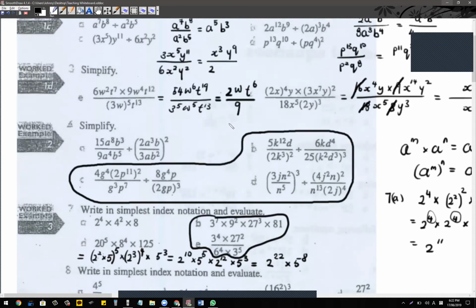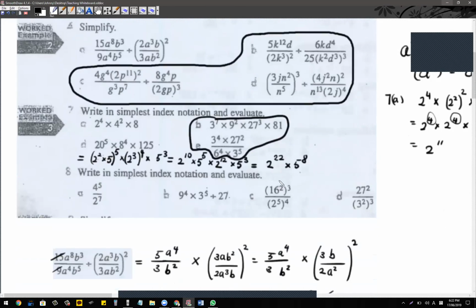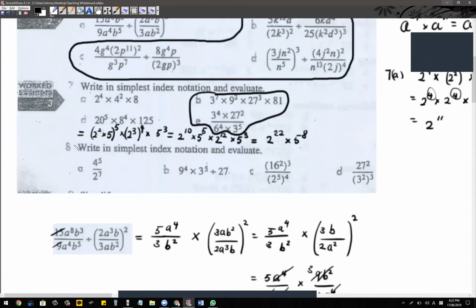So try that tonight, the circled ones. We tried all of this here, so there's no homework for that. We're going to try question 8a: write this in the simplest notation and evaluate.